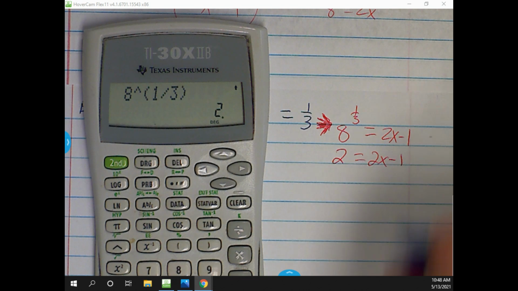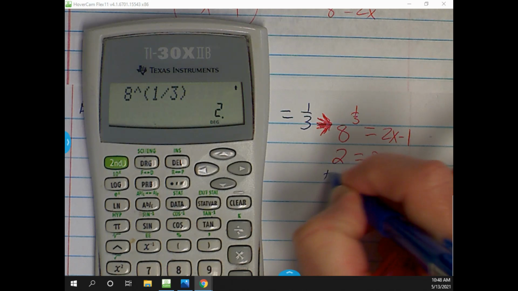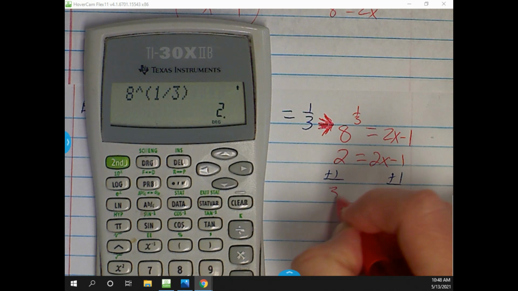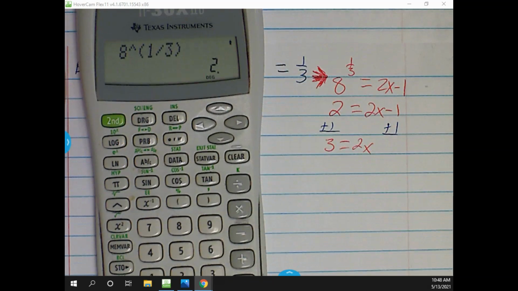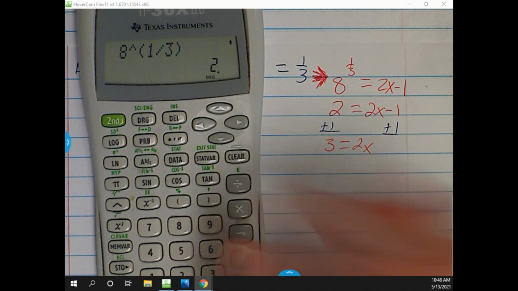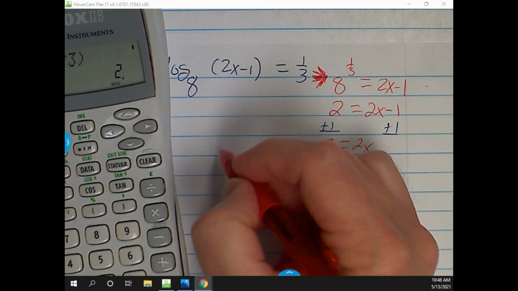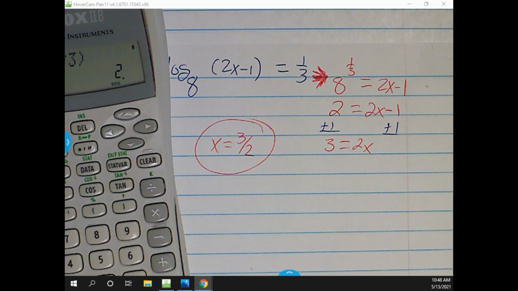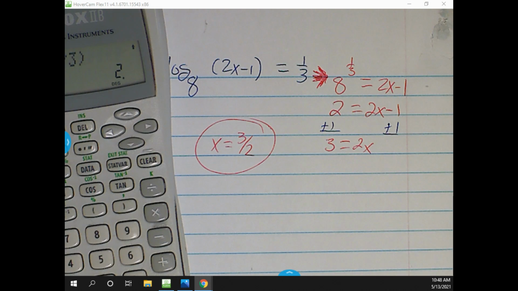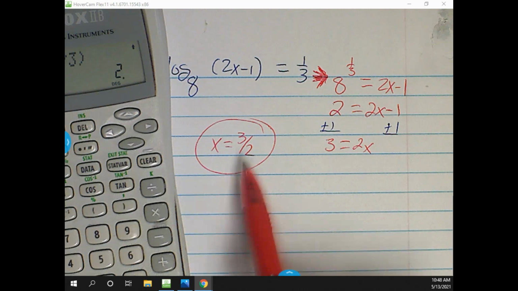Okay. And then from there, just regular solving equation, we'll add 1 to both sides. So that's 3 is equal to 2x. And then divide both sides by 2, that means that x would be 3 over 2. Okay, and they should tell you whether to leave it in fraction or decimal form. For a problem like that, when I looked at them earlier, I think they said to leave it in simplified form. So that one you could leave it there.